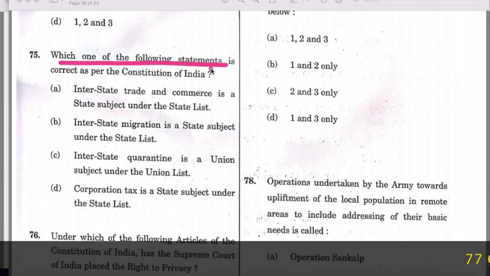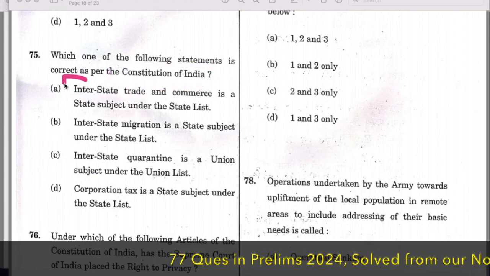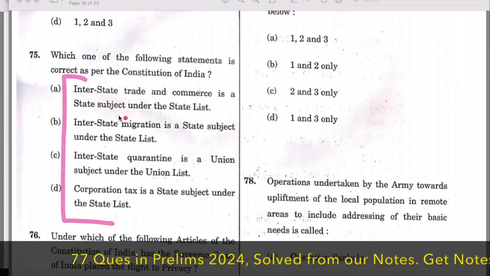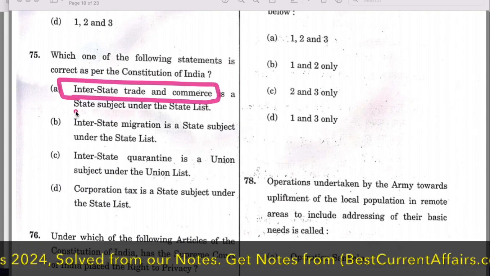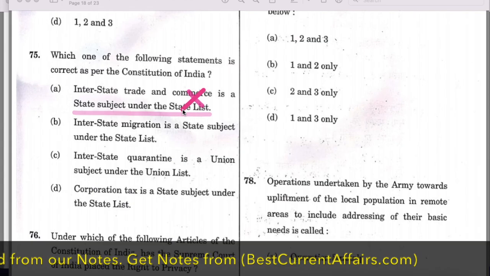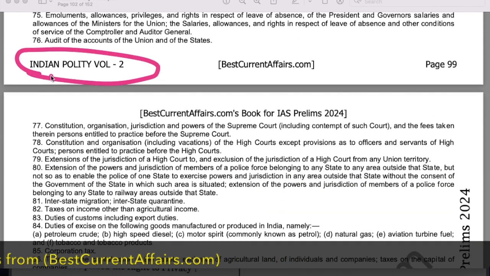Which one of the following statements is correct as per the Constitution of India? Now here the entries of the state list and union list are given. Now check the first statement, that interstate trade and commerce is a state subject under the state list. It is wrong. Now see, this is our Indian Polity booklet volume 2.